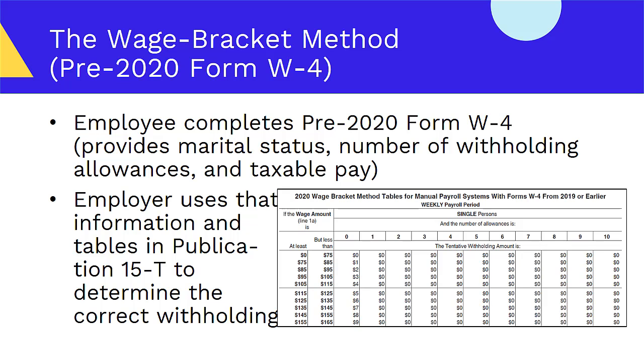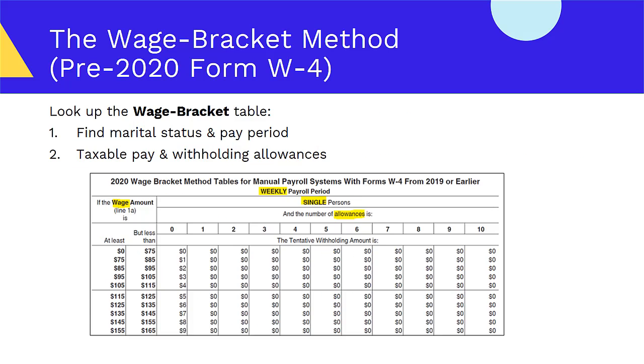The wage bracket method is one of two ways to determine the amount of income tax withholding. The wage bracket table exists in the back of your textbook. The source of it is Publication 15, Circular E. To use this table, first know the marital status of the employee and also the pay period of the employer. For example, the marital status shown here is single, and the pay period is weekly.